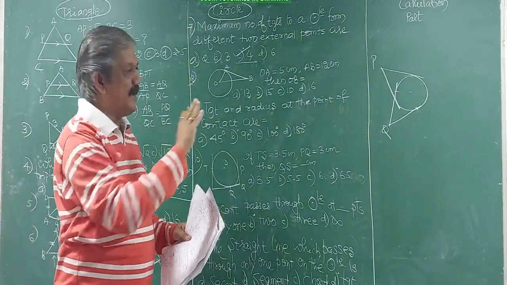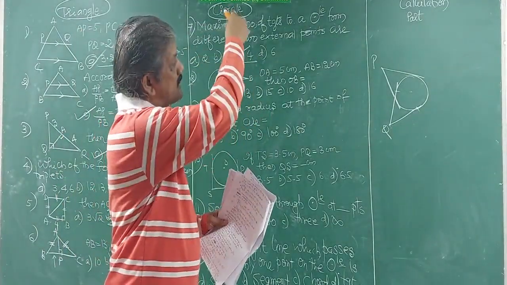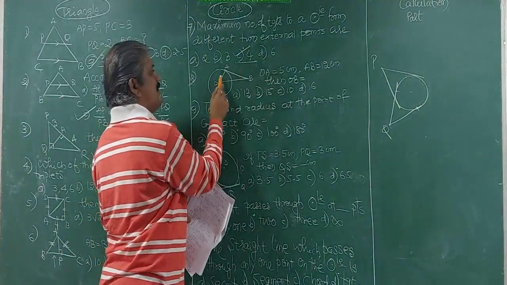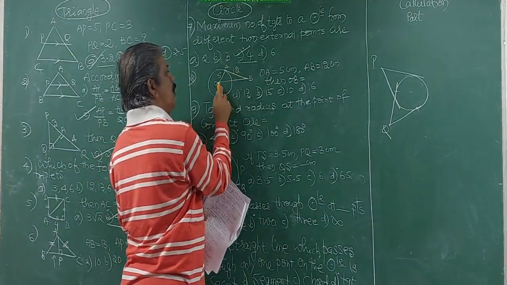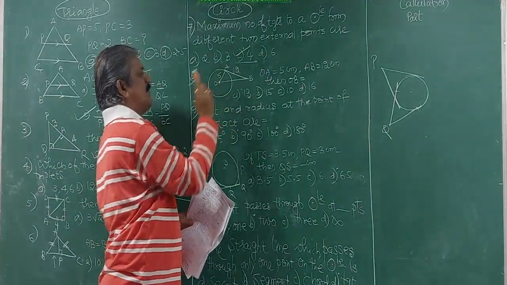It does not require any diagram. Taking the scale, draw the diagram, external points, no. OA is 5. AB is 12. How much is OB? Nothing is given. O is the center of circle.